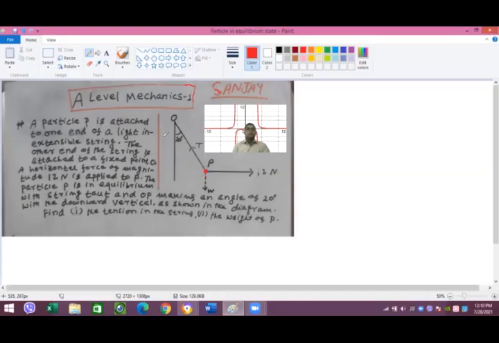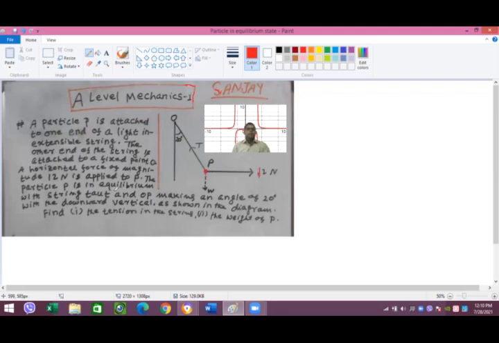The problem states that a particle P is attached to one end of a light inextensible string. The other end of the string is attached to a fixed point O, you can see in the figure. A horizontal force of magnitude 12 Newton is applied to this particle P.